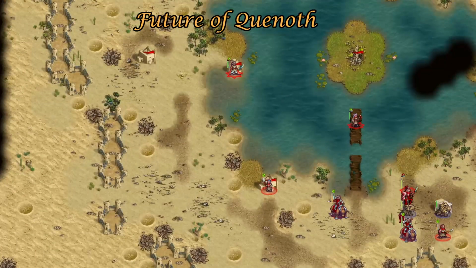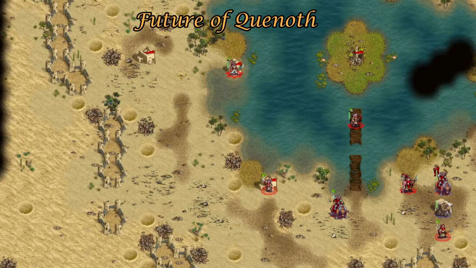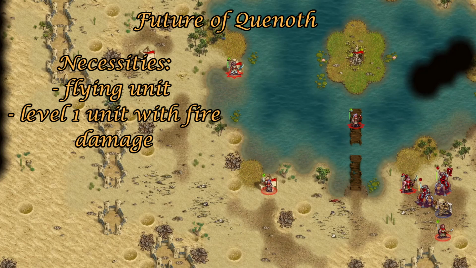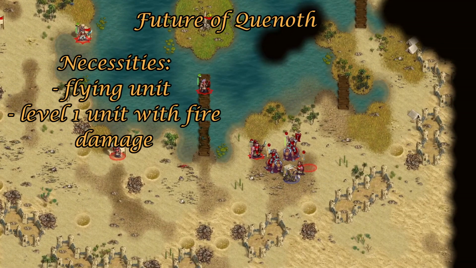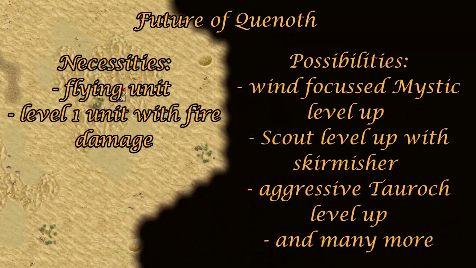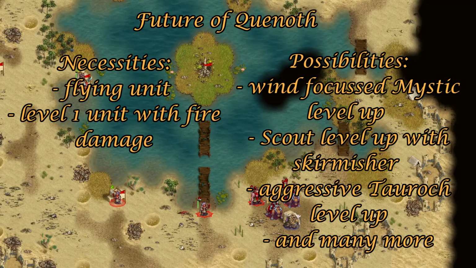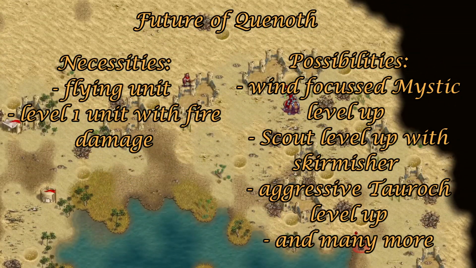Quenoth are a very much incomplete faction, and a lot has to be done as well as can be done to make them into an even more prominent faction. Surely a new flying unit is needed as well as a level 1 unit that can use fire attacks. Existing units also can use some developments, like getting new level ups. Mystic line with focus on wind and scout with an advancement that has skirmisher both make a lot of sense.